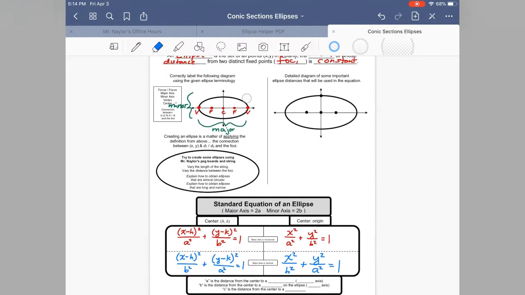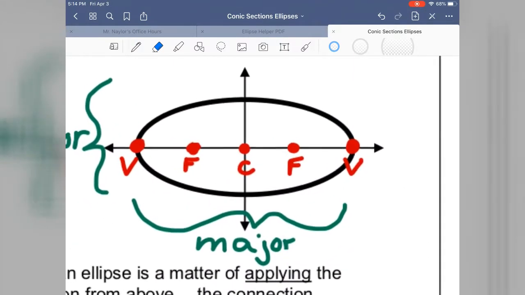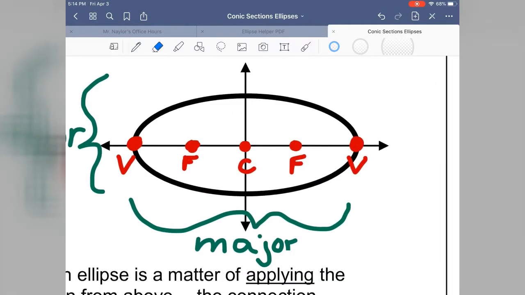How about this diagram? Pretty important diagram to start getting some knowledge of ellipses. You've got a center. Now, there's actually two foci on an ellipse. And yes, we do pronounce that foci, at least in math class. I know your science teachers like to call it foci. Both of them are actually appropriate. And then there's two vertices, and I mark those with V's.